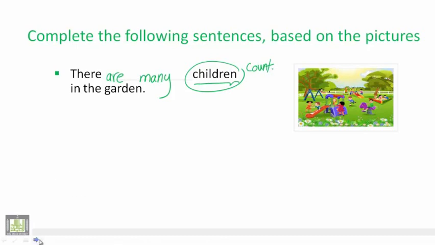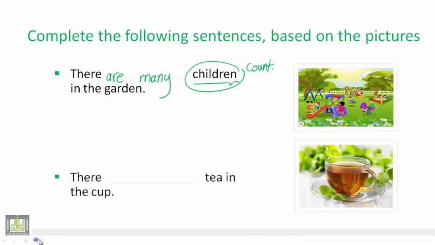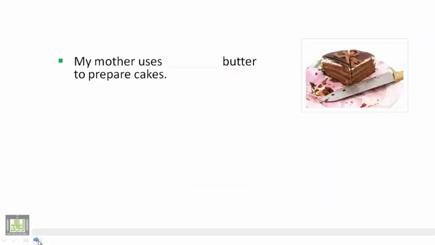Okay, number 2, as you can see we have tea in the cup, so what do we say? There is or there are. Tea is uncountable, right? So we say there is much tea in the cup. More example, my mother uses butter to prepare cakes.